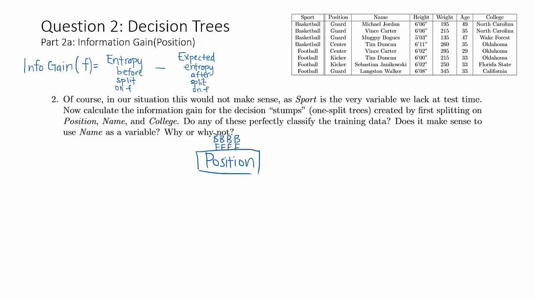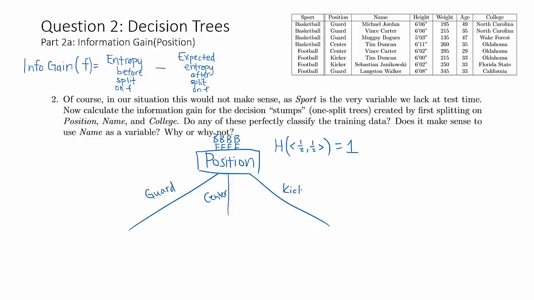The entropy before the split is the entropy on the distribution here. That's the distribution 1/2, 1/2, and we calculated this to be 1. So for this split, position can take on 3 different values, so we're going to have 3 different branches here. The first branch is for the guard position, the second branch is for the center position, and the third branch is for the kicker position.